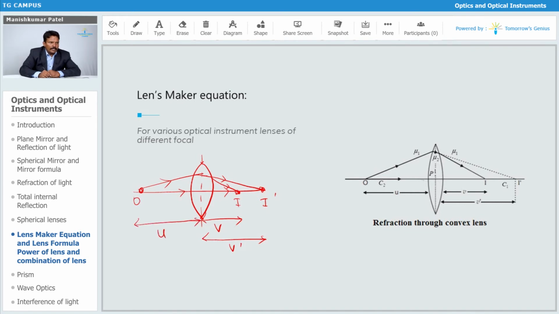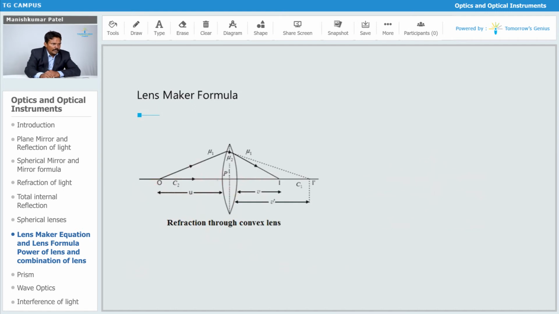First, consider the refraction at the first curved surface. So what is the expression that you will get? I told you it is mu2 upon V dash minus mu1 upon U, equals mu2 minus mu1 upon R1. Let's say this is the first expression.